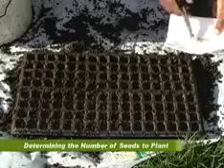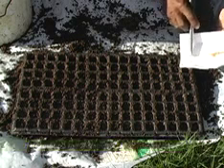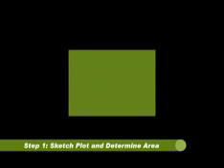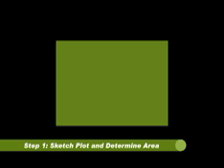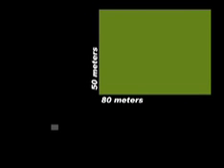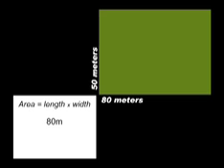Before planting, and even before installing drip irrigation, it is important to know how many seeds you will need to plant. Step 1 is to sketch your plot of land and determine its area. Say your field is 80 meters in length by 50 meters in width. Multiply the length times the width, or 80 by 50, to determine the area. The area of this plot is 4,000 square meters.